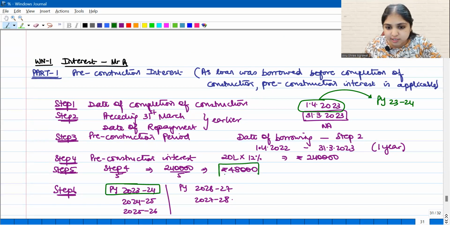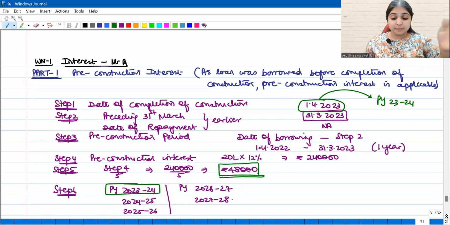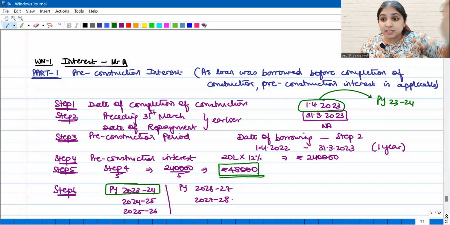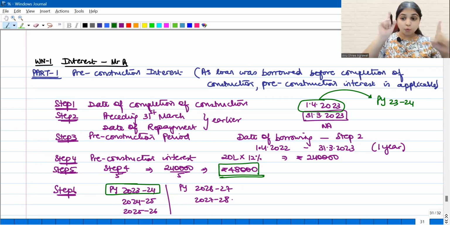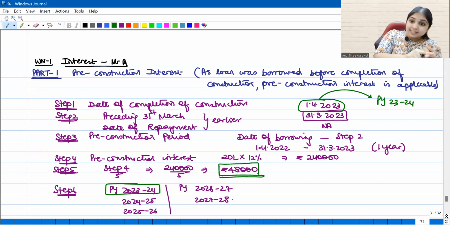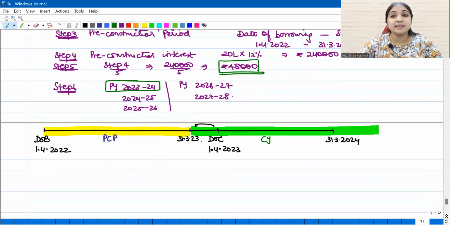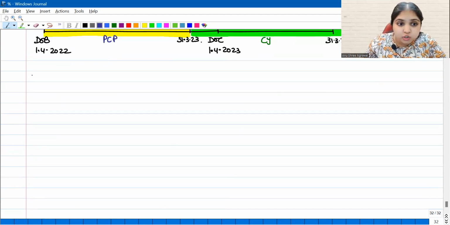So how much pre-construction interest am I having? 48,000. But tell me, is my interest working note over? No, as soon as I talk about interest, two things come to my mind. One is pre-construction interest and the second is current year interest. So I'll have one more calculation. I'll have part 2. Part 2 is going to be current year interest.